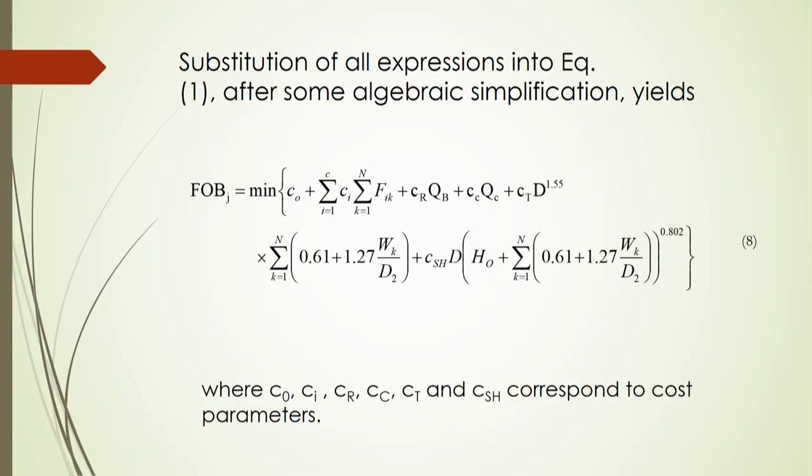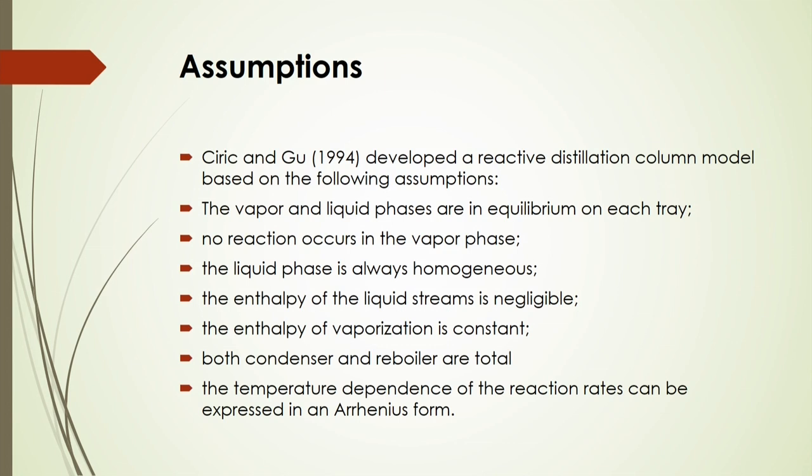Now, substituting all expressions into equation number 1, that is the objective function, after some algebraic simplification, that will give you equation number 8. This equation gives the total objective function based on the different cost functions and cost parameters. And after that you have to solve this optimization problem by algorithms. For that you have to assume some constraints there.